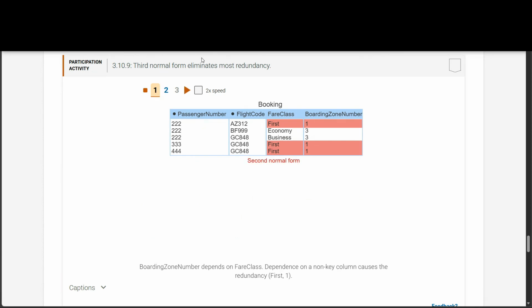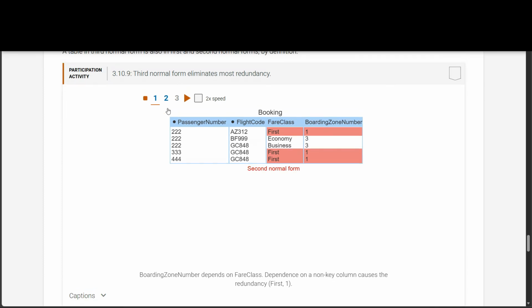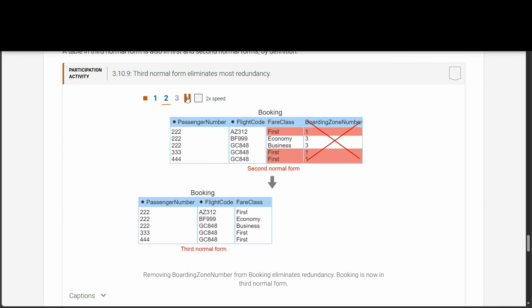So we had our second normal form table that has some elements of redundancy. The boarding zone number depends on the fare class. Dependence on a non-key causes redundancy. Therefore, removing boarding zone number, we eliminate redundancy. Booking is now in its third normal form.